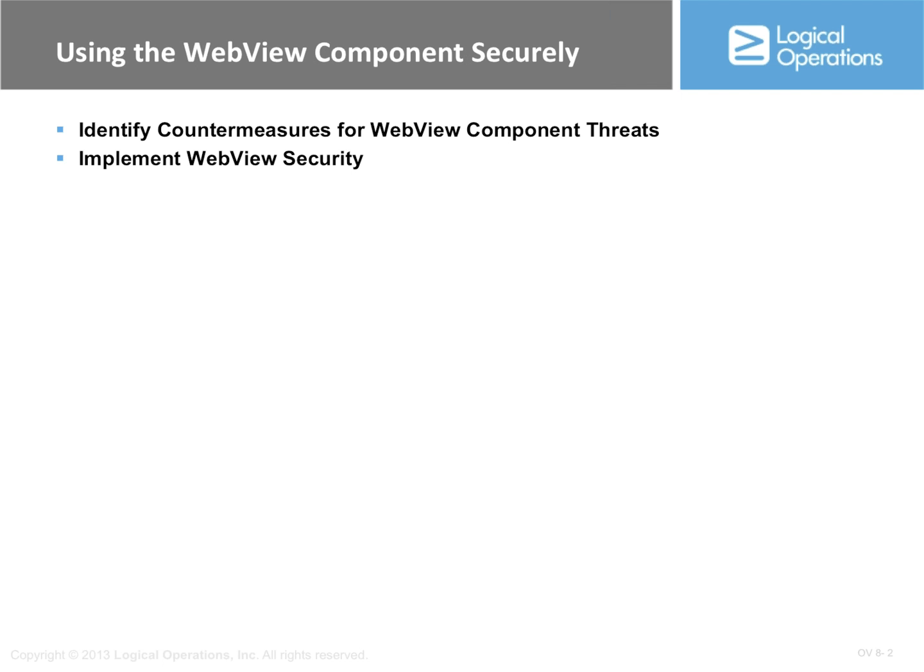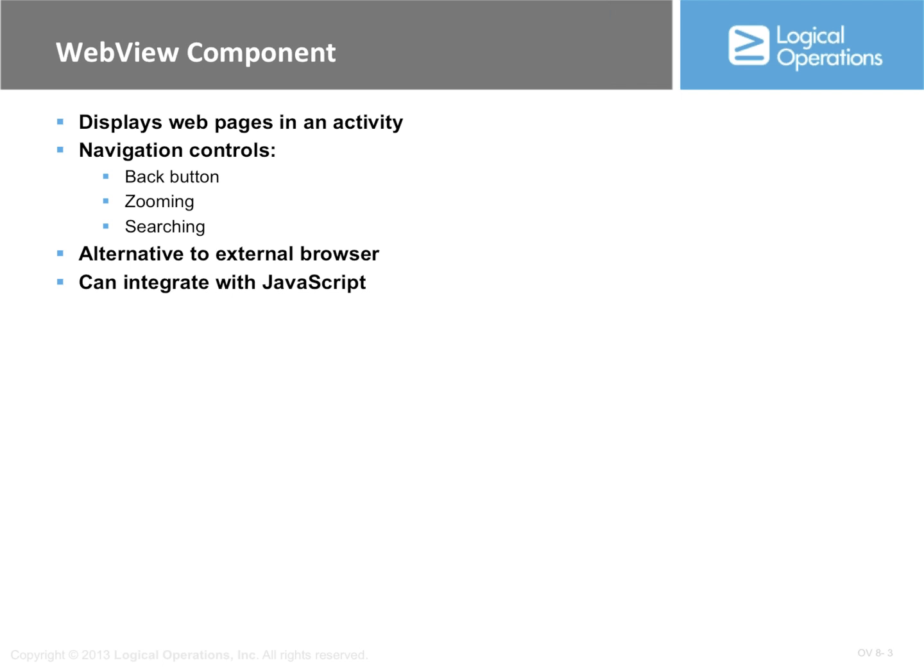The WebView component really is just a list of the live connections. I kind of akin it to going in and doing a netstat on a Windows machine. It shows me all the up and live connections, and what services and ports are being used. What we're going to try to do through this section is identify the countermeasures for the WebView component, and then how to implement the security against it.